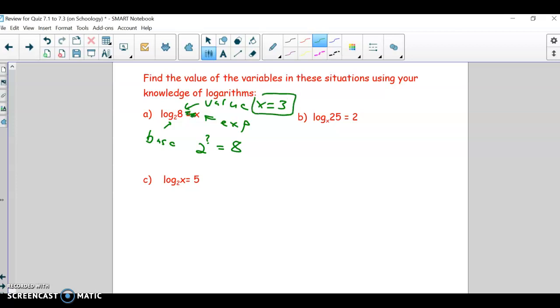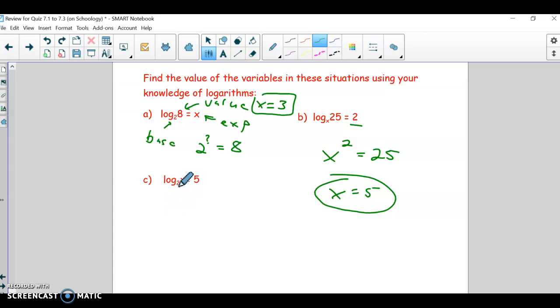Oftentimes they won't even put this here. They'll just say evaluate it, and then you have to say that it's 3. But I thought I'd put an X there just to make it clear what we were finding. Okay, and that's how we do all of these. So this says a base of X and a power of 2. This is my exponent, and I want to get a value of 25. So what we need there for X is just 5, right? 5 to the power of 2 is 25.